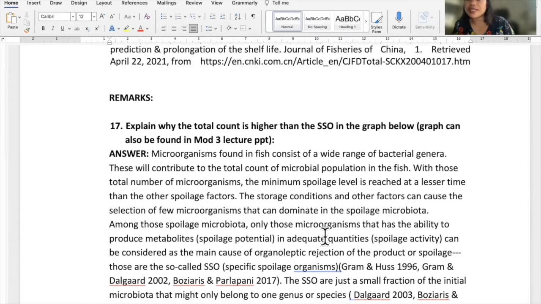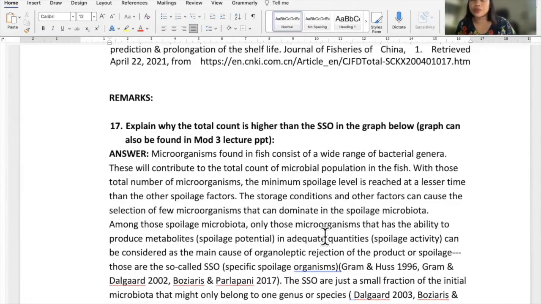So obviously, kasi total, not all the bacteria that can be present in your product are SSO. Hindi lahat SSO. Part of the total population, yun lang yung SSO. So, how do you say that? The total count is always higher than your SSO.